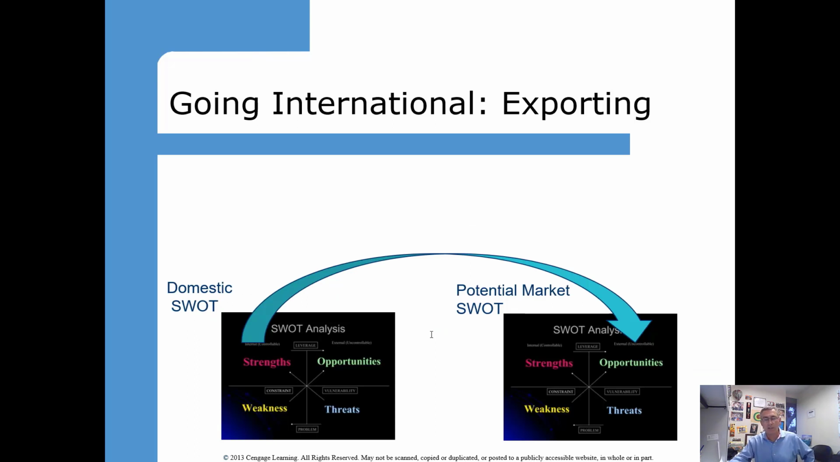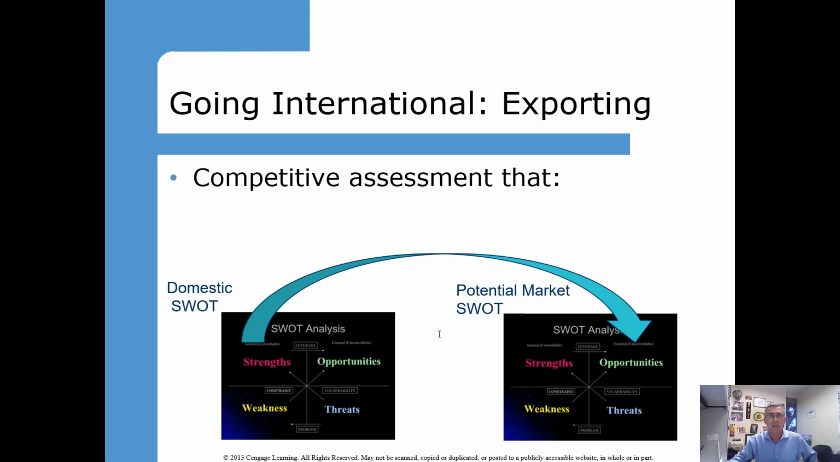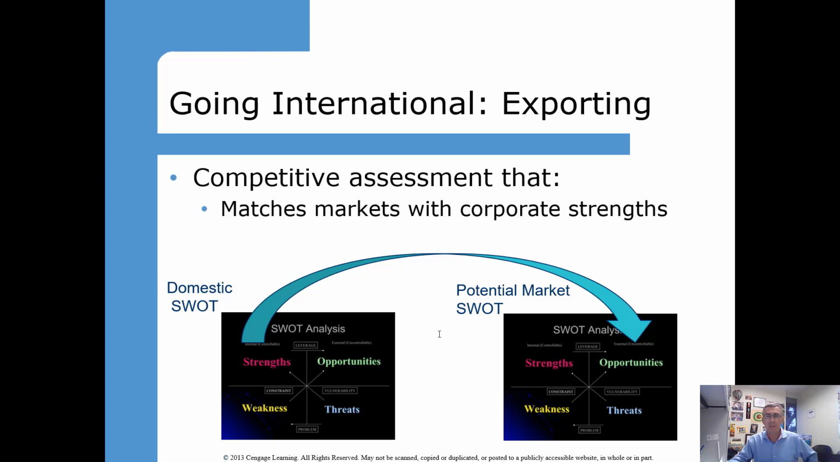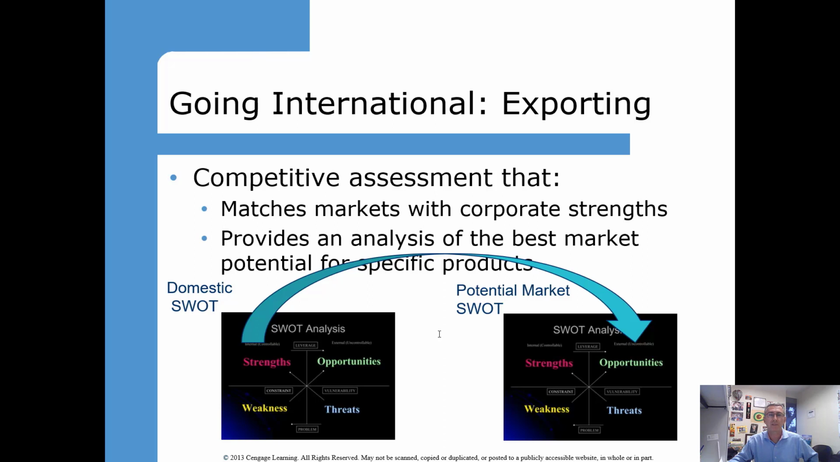This is something I added here: we're talking about competitive assessment that matches the market with corporate strengths. It provides an analysis of the best market potential for a specific product. If you think about our old friend, the SWOT analysis, in this case there are two. You're doing your own domestic SWOT, and in this case, you're trying to identify the opportunities for that foreign market.